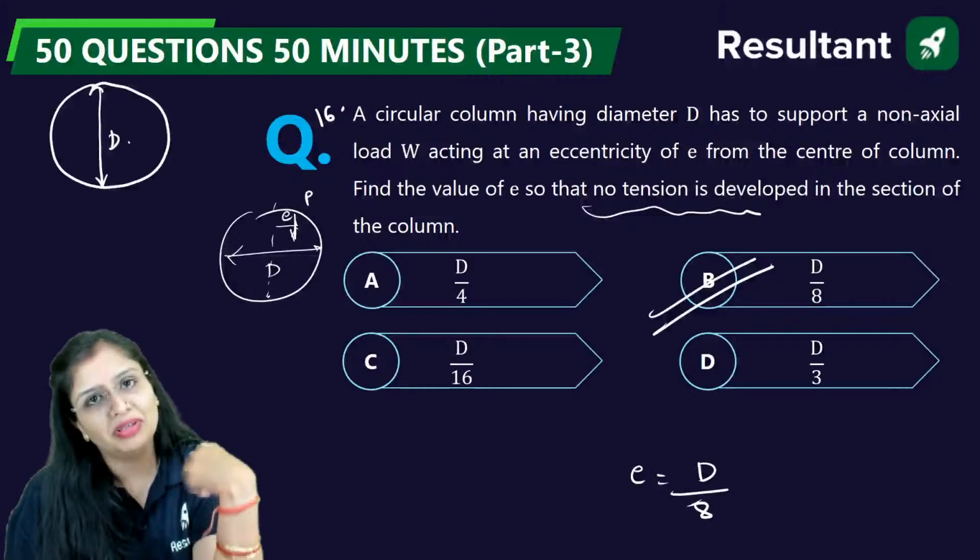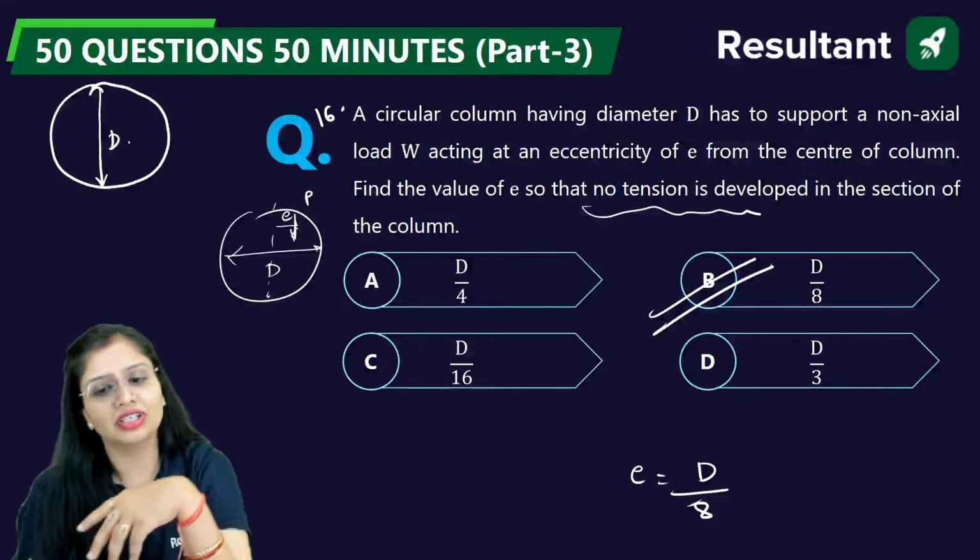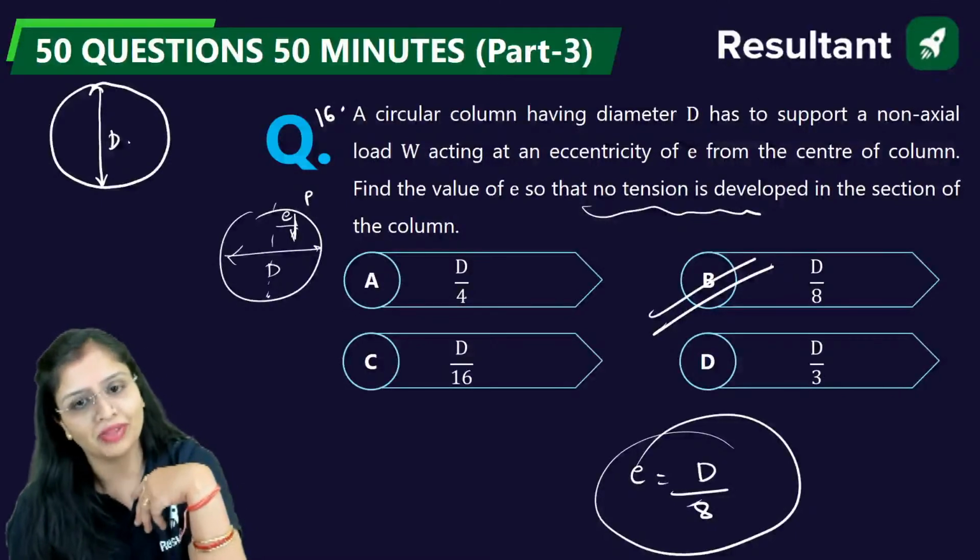You can solve it: P by A minus M y by I is equal to 0, for no tension, and then you will get eccentricity is equal to d by 8.